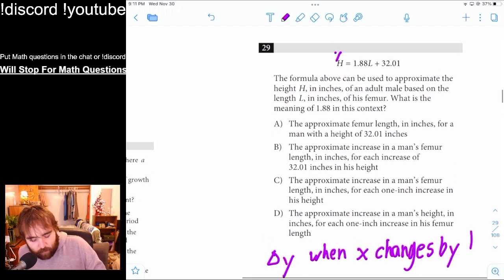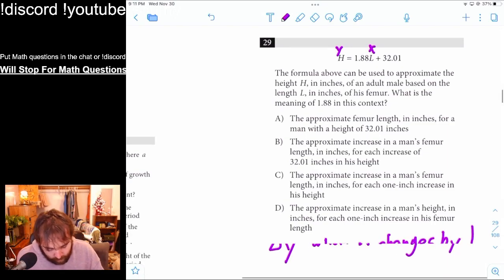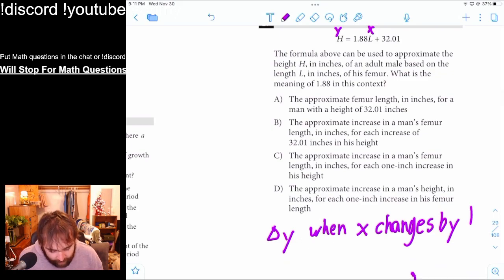So here I would say, what is our y and what is our x? It's the height, or the h. The height increases by 1.88 when the length of the femur increases by 1. Oh, and that's not even an answer choice. Oh no, yes it is. It has nothing to do with the 32.01, because the 32.01 is just the initial condition if the length was 0.